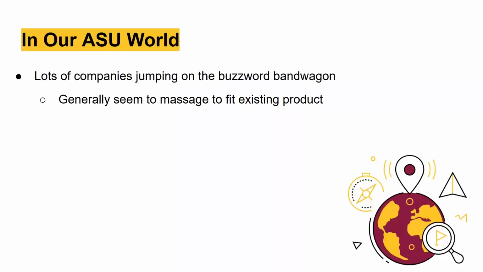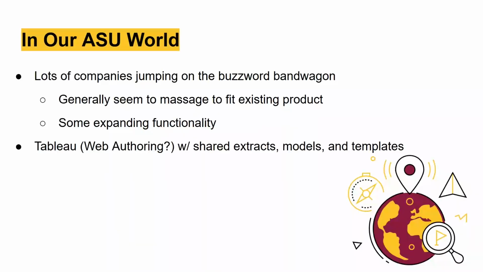Now, a lot of the times, they're defining a semantic layer in a way that best fits their existing product and platform, right? Because that's going to benefit them. Some might expand functionality to include more of what other people might think of as a semantic layer.